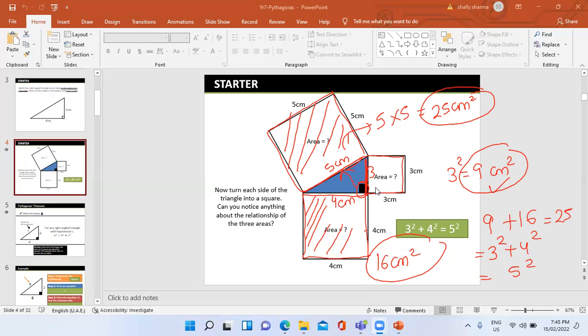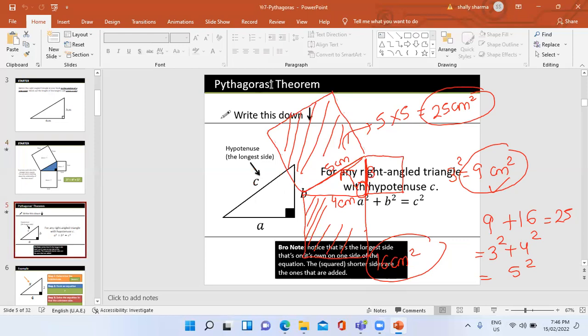Now we have to square these two smaller sides, 3 square and 4 square. And if you add them, you will get it equal to the square of the longest side. This is Pythagoras theorem. Okay. So this is a way to remember the Pythagoras theorem. Now have a look here. Let me show here.